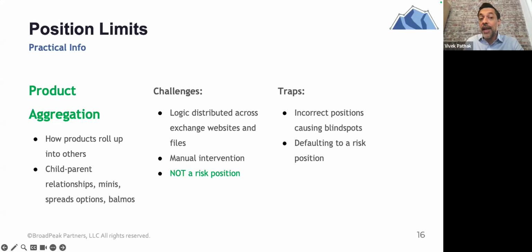And so there is a product aggregation concept that is described in the spreadsheets from the exchanges as to how one contract aggregates into another contract, sometimes at a 1-to-1 ratio. As Dina was talking about, it's a net position, sometimes at a ratio of a mini to a regular contract. Sometimes there are spreads, there are options, BALMOs. There's a whole bunch of logic by which your positions get aggregated and netted, and the logic is distributed across all these websites. And again, we programmatically bring that in and put it in an API in the cloud because I don't want anybody typing by hand to find this stuff.